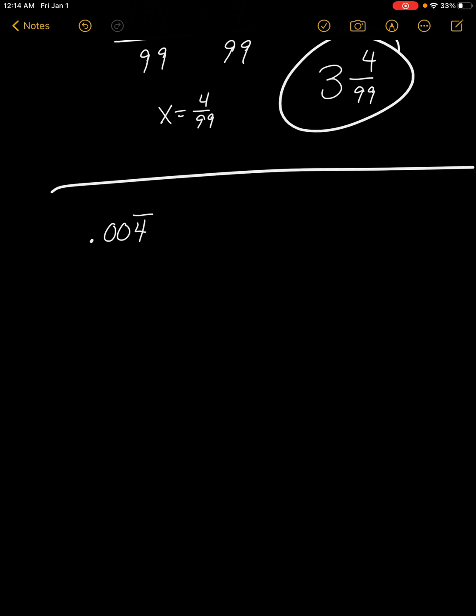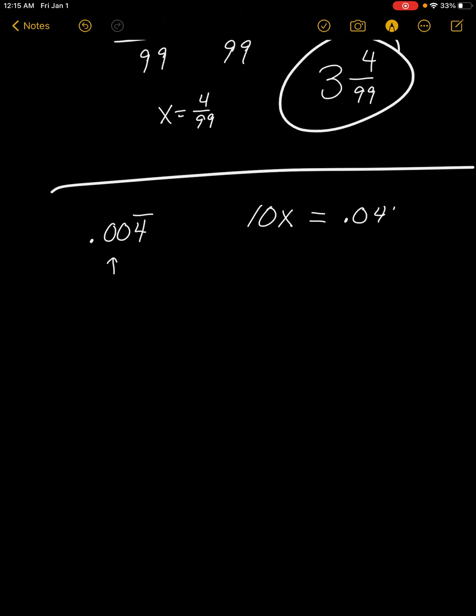0.00, and let's say just the 4 repeats here. Okay, all right, so 0.004. There is still 1 digit repeating, so you're only going to use 10. Okay, only the 4 is repeating. Now, if you take 10 times that number, that's going to slide that decimal to the right, and it's going to put it between the zeros.